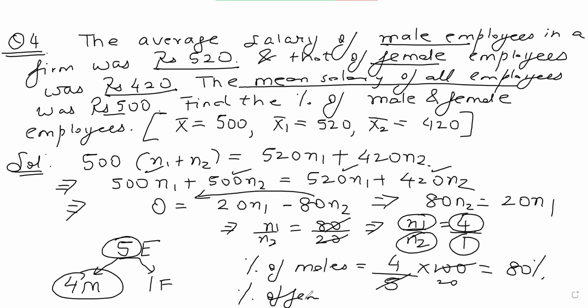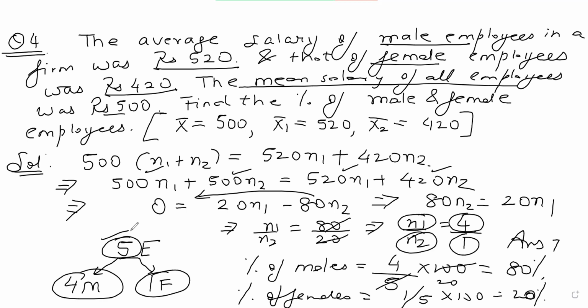Percentage of females in the population: number of females is only 1, divided by the total, which is 5, times 100, which is 20%. So these are my answers. Percentage of male employees is 80%. Percentage of female employees is 20%.